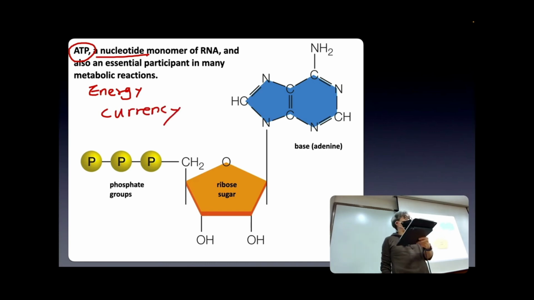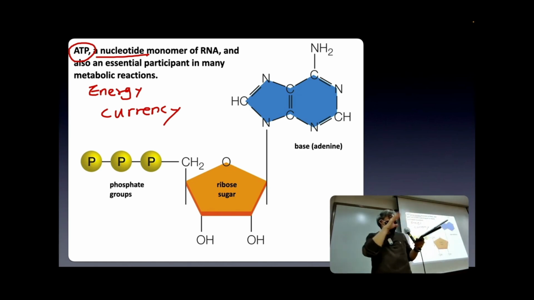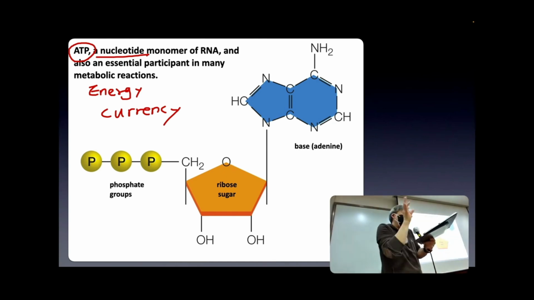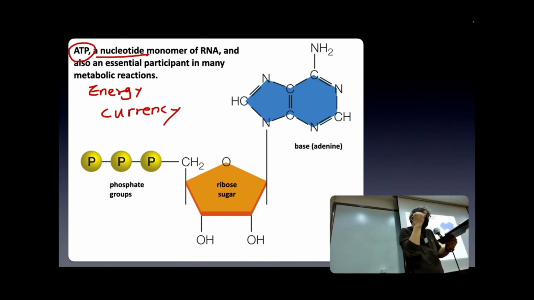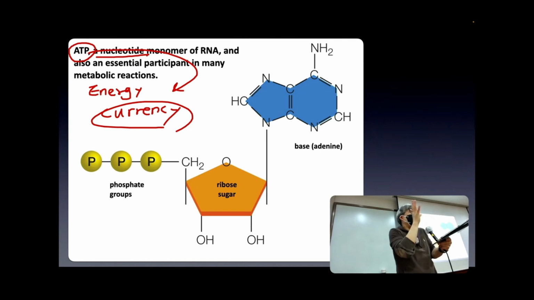Anybody economics major over here? Energy currency, the money. So instead of trying to trade each different material, just like our economy system, these cells use some kind of more convenient form of energy transfer. So that's why this ATP can be compared to currency, energy currency, the money, like cash.